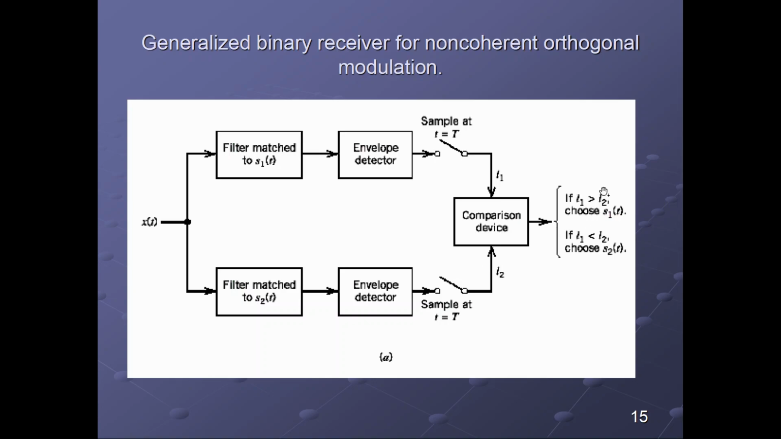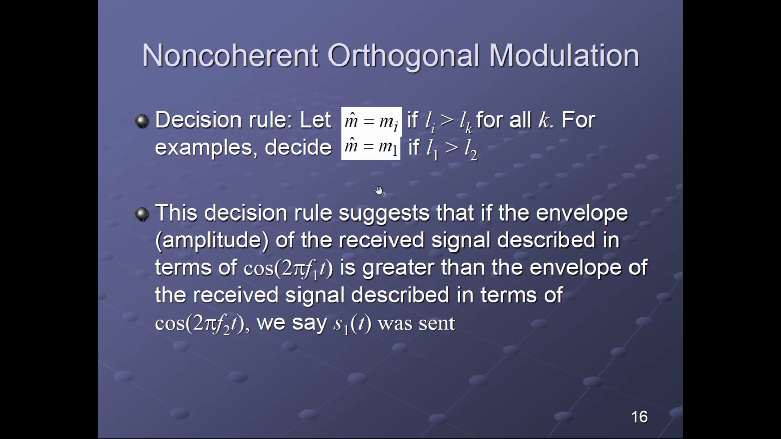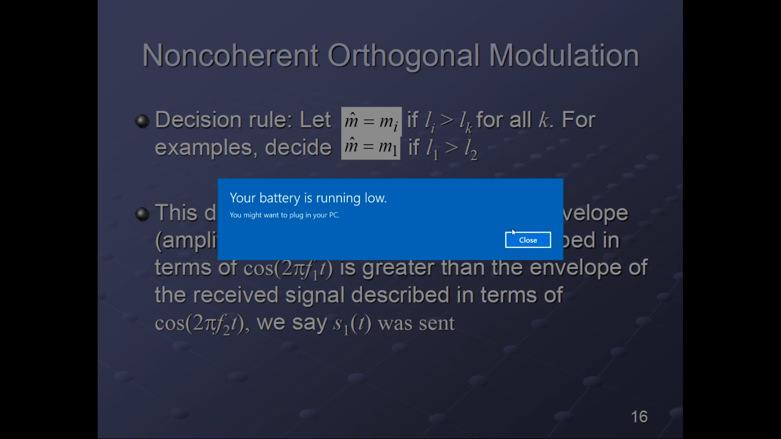If the upper value is greater than the lower value, then you choose that what was transmitted is S1. If it is below, then the symbol that was transmitted is S2. This is the decision rule that you use. If Li is greater than Lk, then the estimated message is Mi. Yes? This is what you need to do actually.